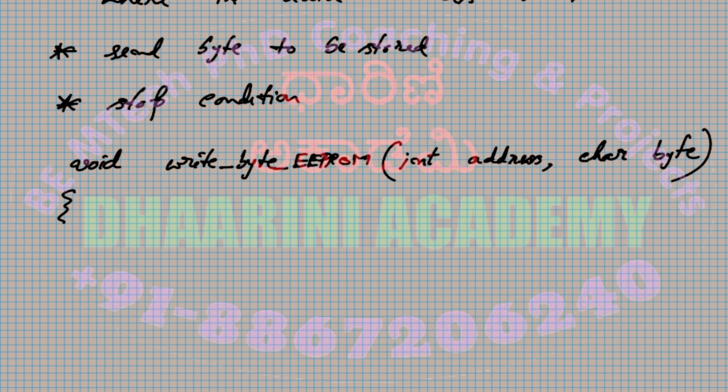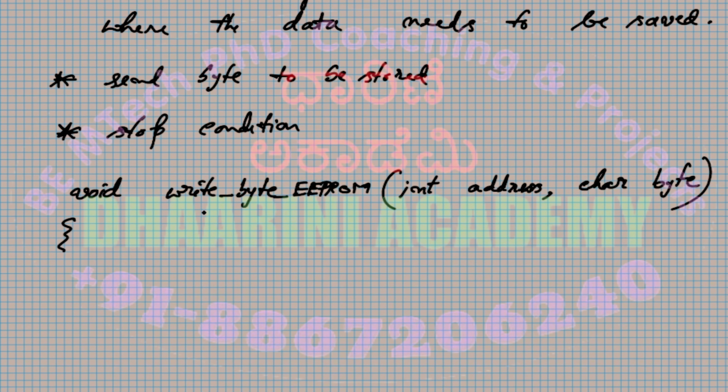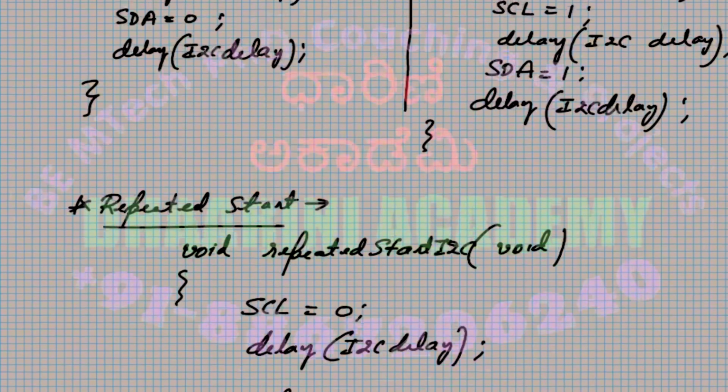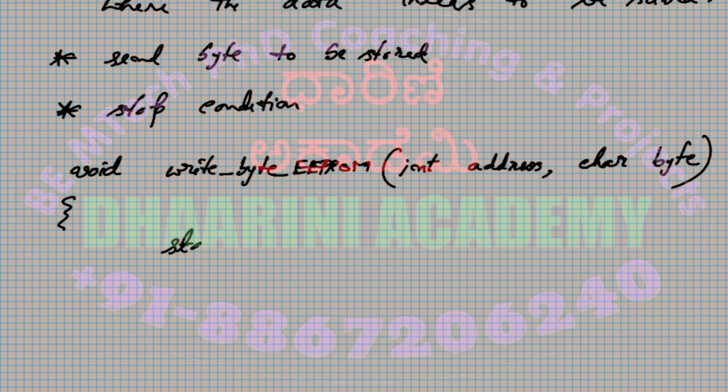So we are following these steps. I know that I have to initialize. How do you initialize? That is called the start function. Let me see what name I gave yesterday. I'll use the same thing: start I2C. That's all.